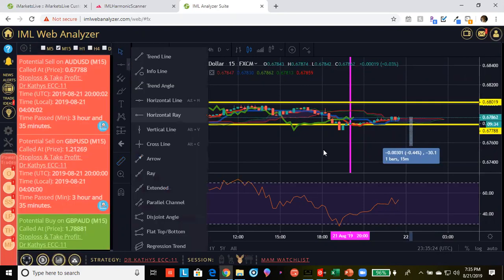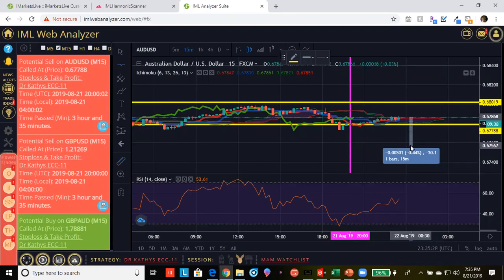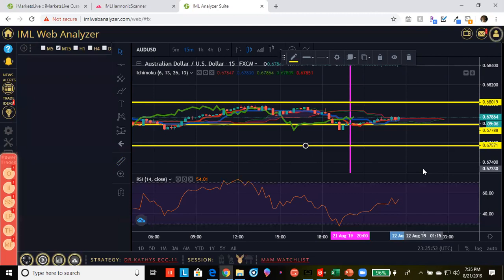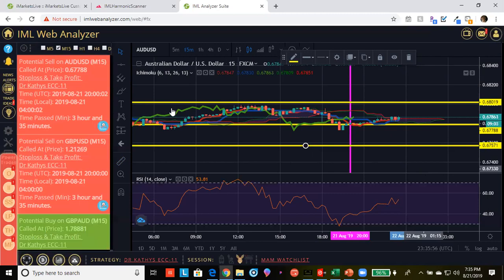All right, another horizontal line. And for the stop loss, we're going to go back into AUD USD. We're going to hit modify. And so our stop loss is going to be 0.67571. And go ahead and hit modify. All right. Any questions so far?